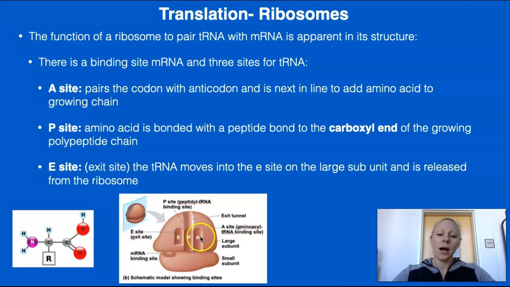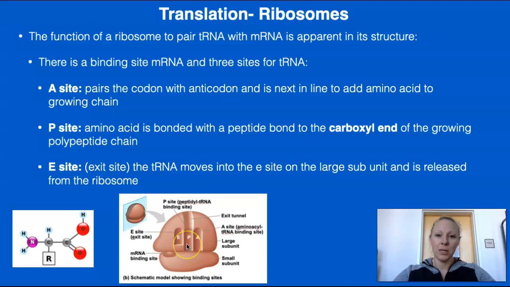And the tRNAs are going to exist right here. They're going to pair right here. So in the A, the P, and the E. So A is where the tRNA is going to enter the structure, and it's going to read. The anticodon is going to pair with the correct codon. If it's incorrect, it'll be tossed aside, and the correct one will eventually line up.